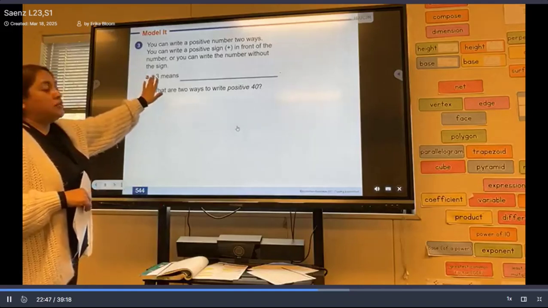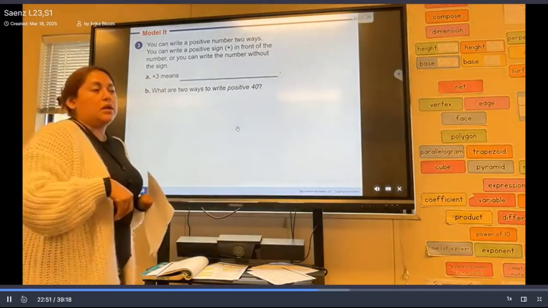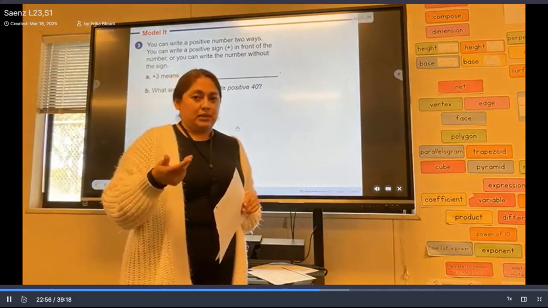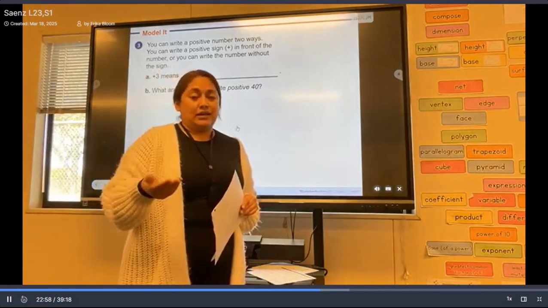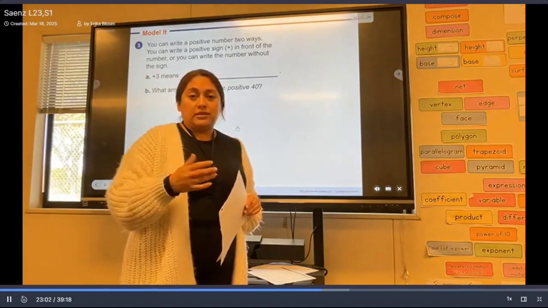What does positive 3 mean? So if someone was to come into the classroom, what can you tell them if they ask you, hey, what does positive 3 mean? How does it look? Can you reference a number line to support your answer?